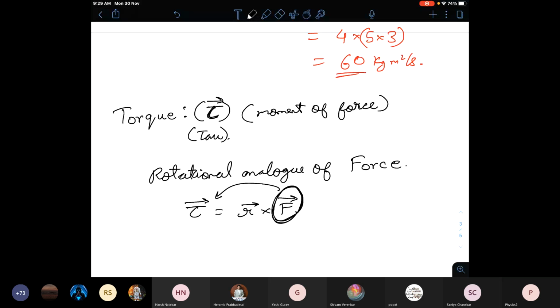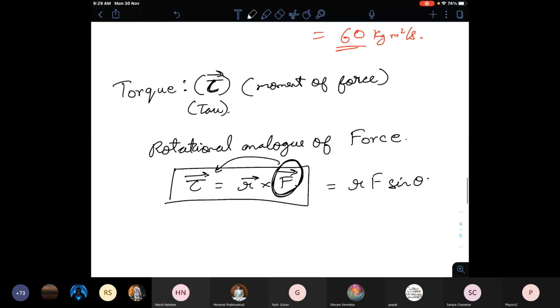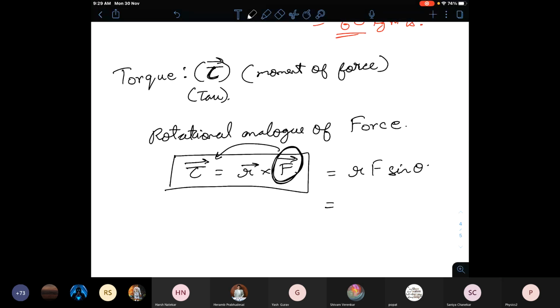So one formula is that torque equals R cross F, from the basic definition: moment of force is called torque. You could have written it as RF sine theta. Again the same thing. I told you in the previous one that when it is written as RP sine theta, you could have written it as R perpendicular into P.